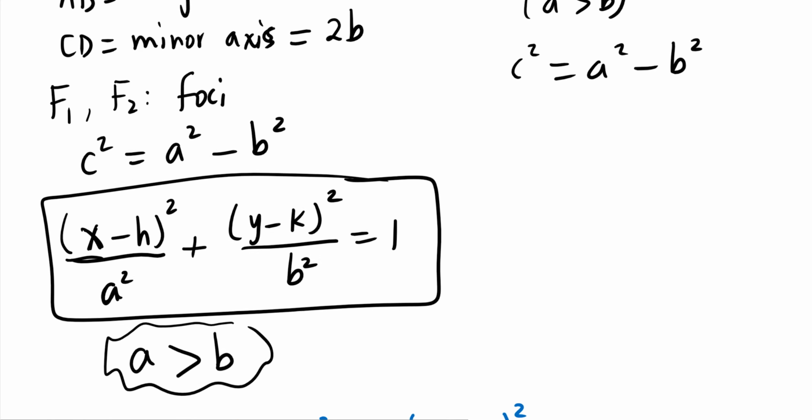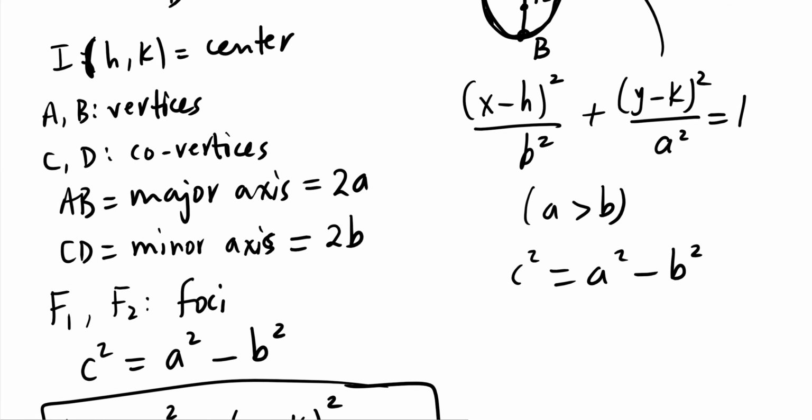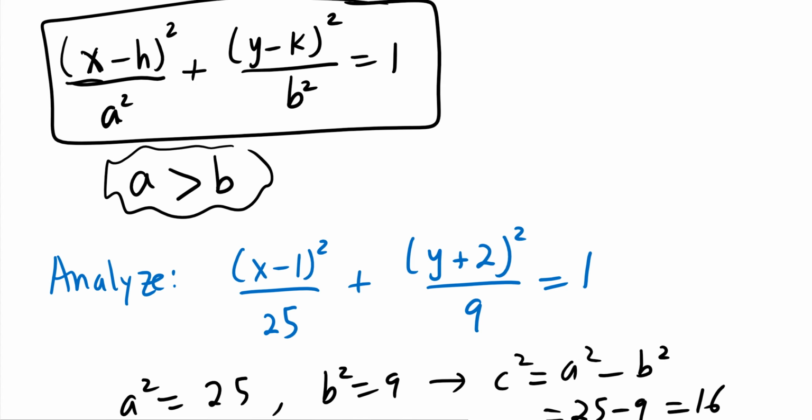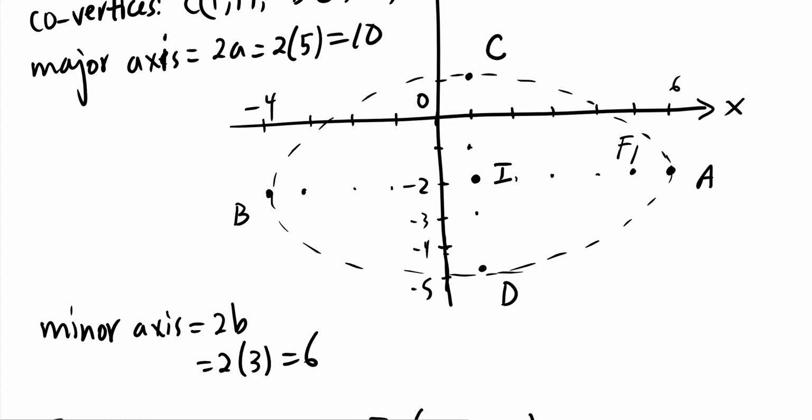What else do we need? So we found the center, we found the vertices, co-vertices, the length of the major axis, length of the minor axis, the foci, and then we graph the ellipse. So nothing else can be found here. So that's everything we need. Do you see how as soon as you find A, B, C, and the center, then you can plot those on the XY plane, and then from there find everything you need. Let's look at another example.